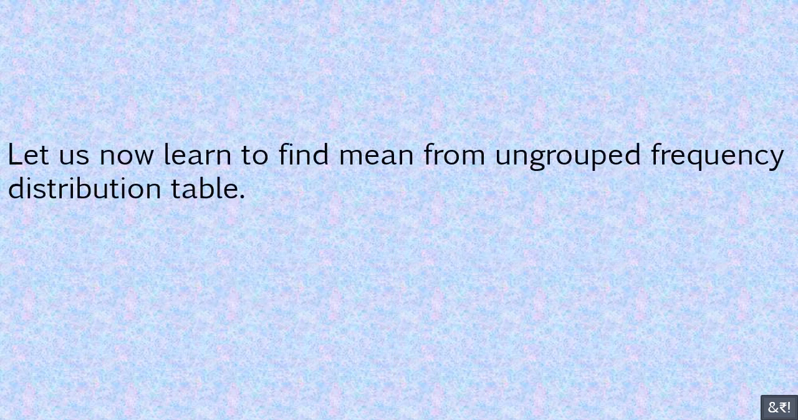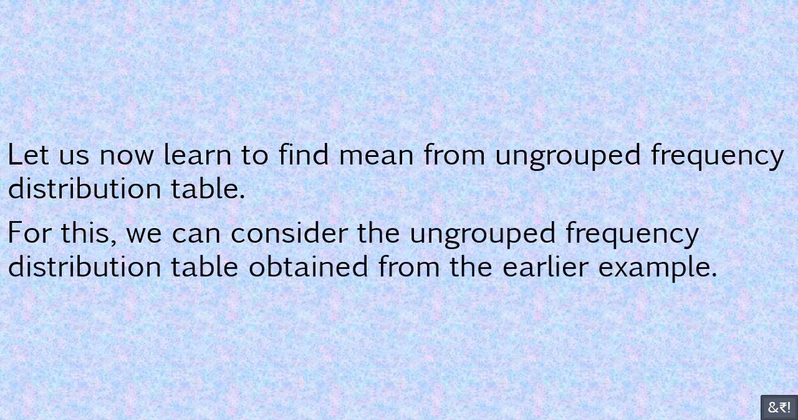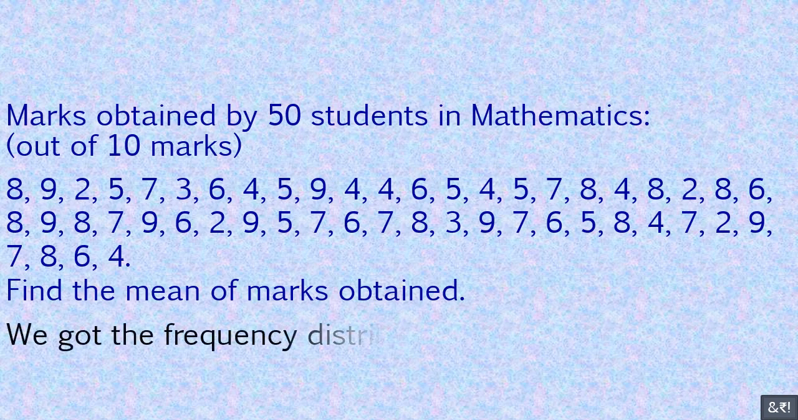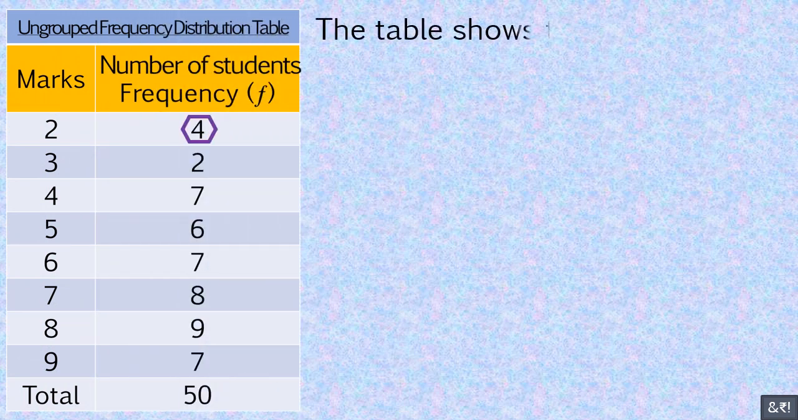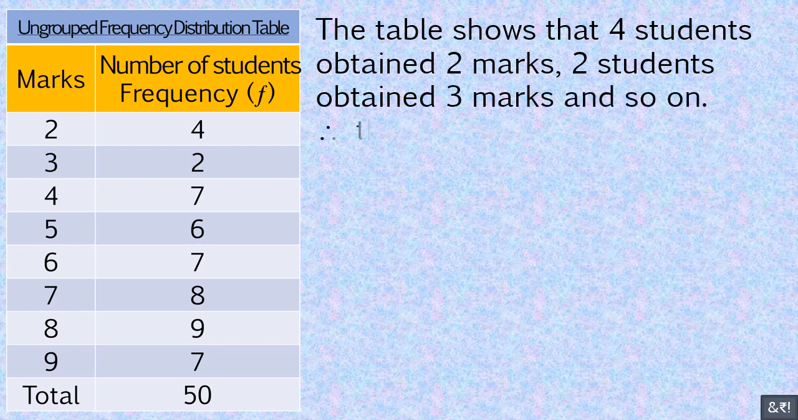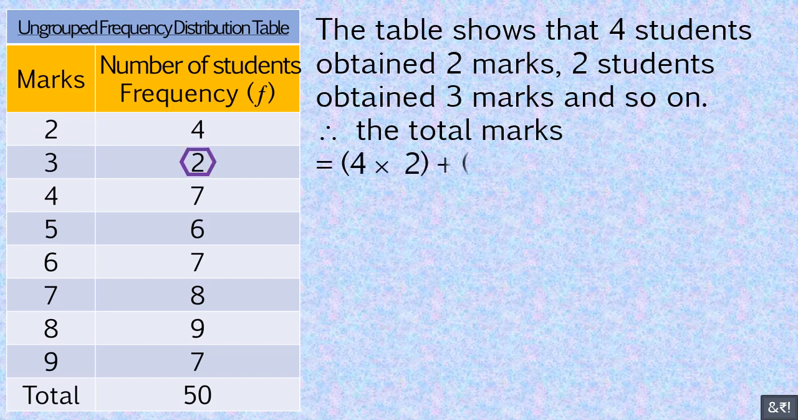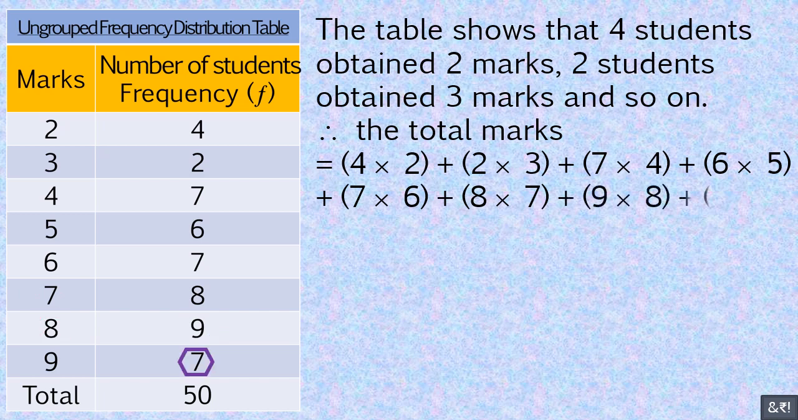Let us now learn to find mean from ungrouped frequency distribution table. For this, we can consider the ungrouped frequency distribution table obtained from the earlier example. We got the frequency distribution table as follows. The table shows that 4 students obtained 2 marks, 2 students obtained 3 marks and so on. Therefore, the total marks equals 4 times 2, plus 2 times 3, plus 7 times 4, plus 6 times 5, plus 7 times 6, plus 8 times 7, plus 9 times 8, plus 7 times 9.